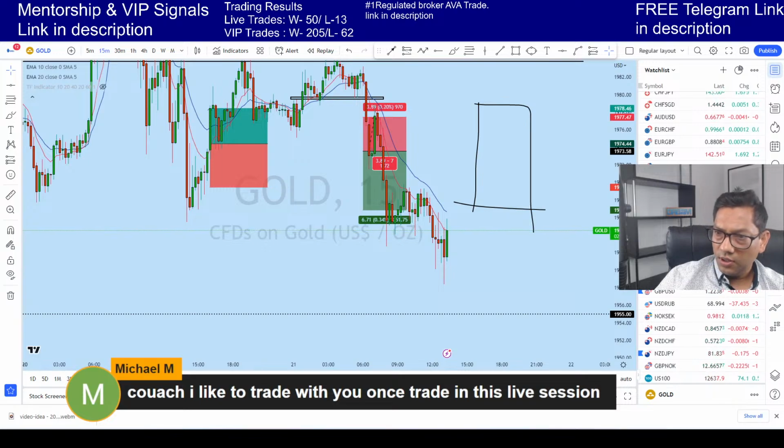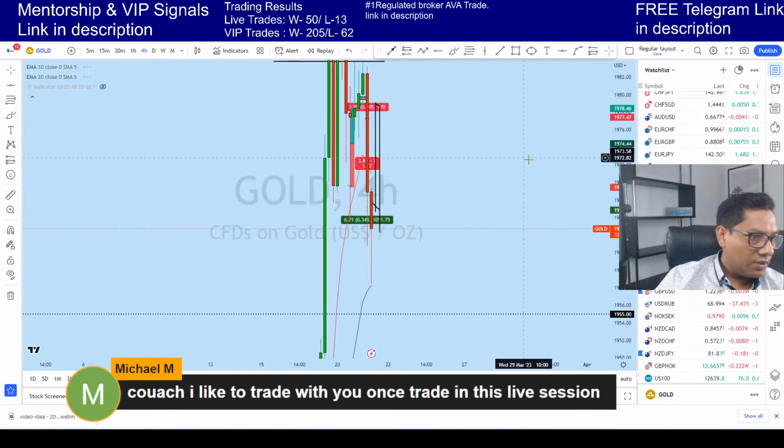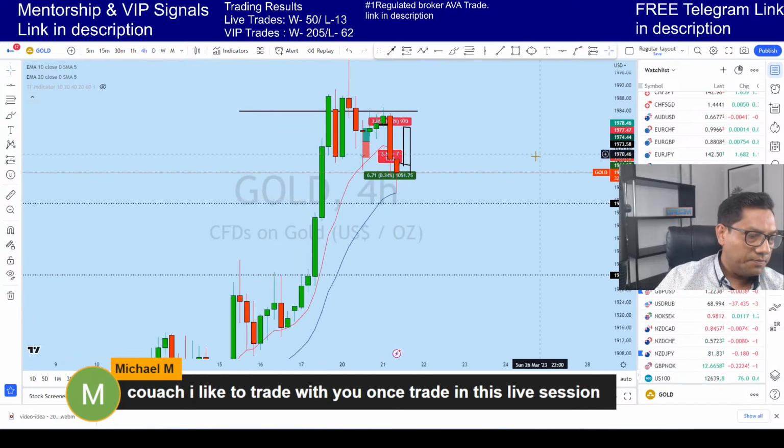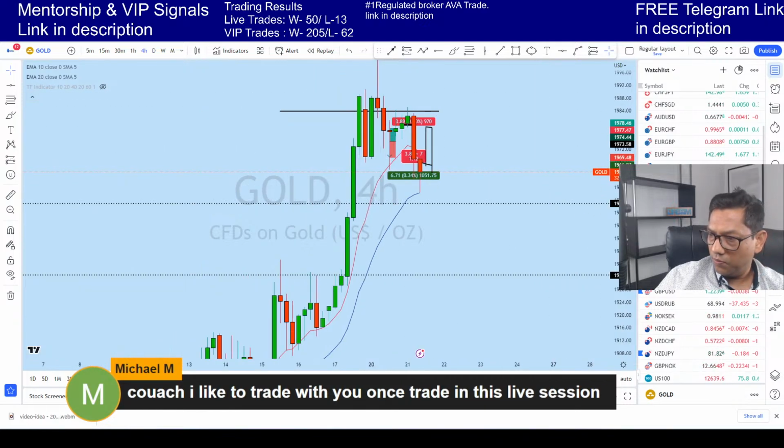Okay, so let's look at the chart further, at what we have on the market. You see gold, this is the 4-hour candle. We see the price has come to the zone where there is a 20 EMA, and touching that, we see now the bulls are going up.